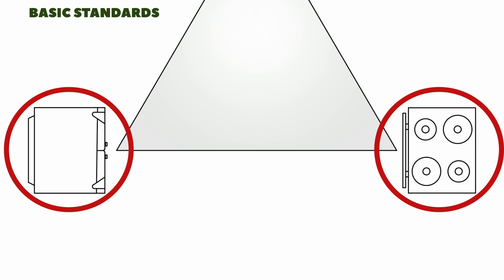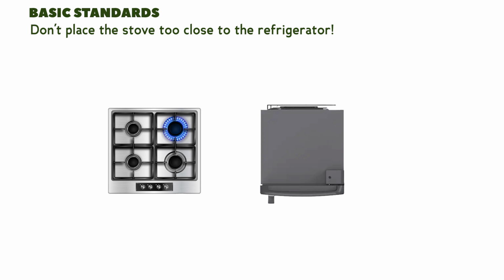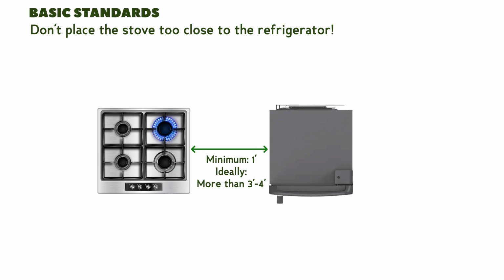Don't place the stove too close to the refrigerator. The heat generated by the stove can negatively impact the refrigerator's performance. Placing these appliances side by side forces the refrigerator to work harder to maintain its cool temperature, increasing energy consumption and reducing its lifespan. Keeping some distance between the stove and refrigerator ensures both appliances operate efficiently.